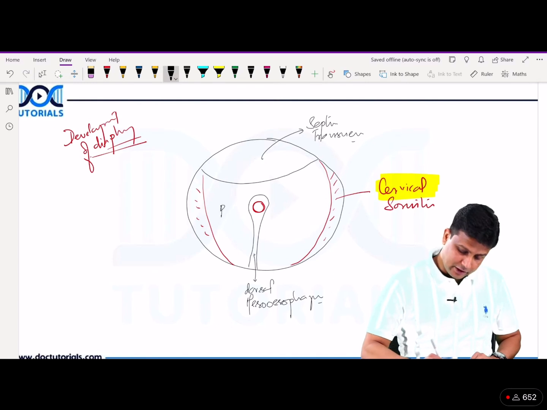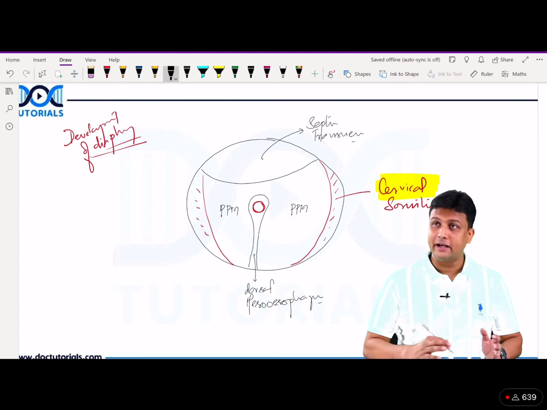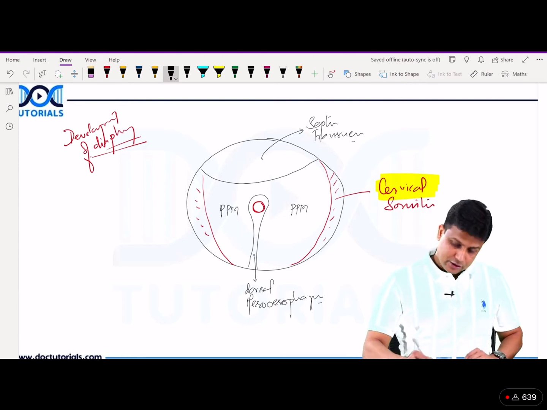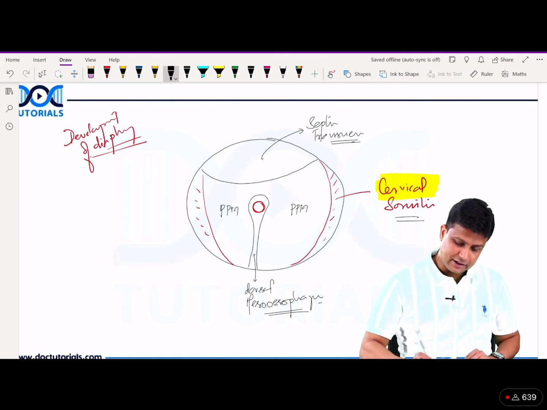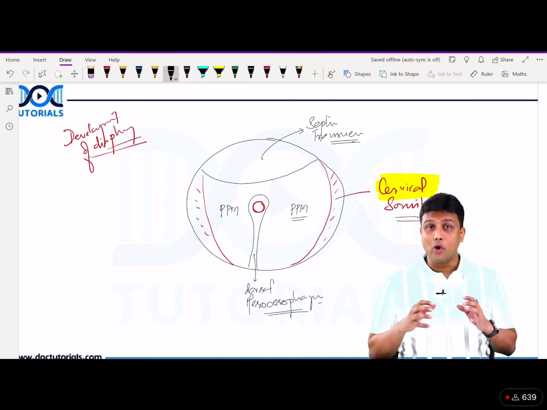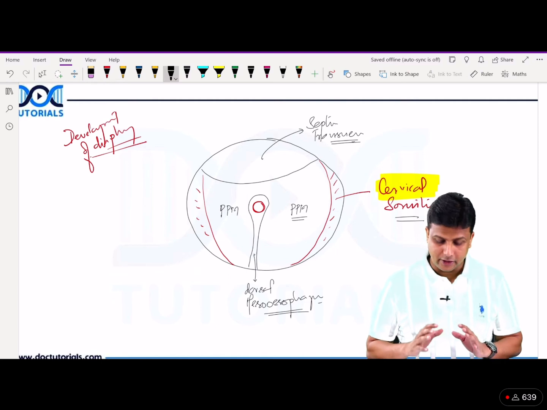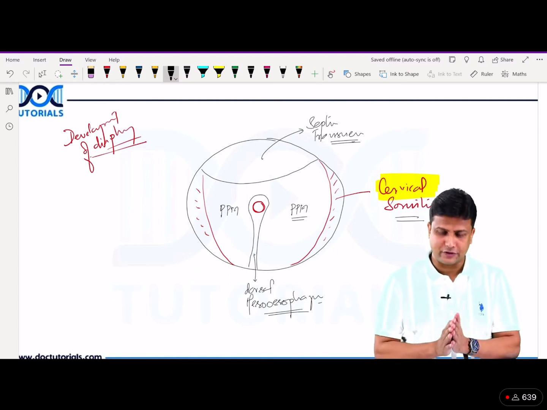So this one here will be the pleuroperitoneal membrane, and this one here will be another pleuroperitoneal membrane. They'll be paired here. Is it okay? So septum transversum, the cervical somites, as well as the dorsal mesoesophagus and pleuroperitoneal membrane. So I told you the normal development of the diaphragm. It is from all these 4 structures.